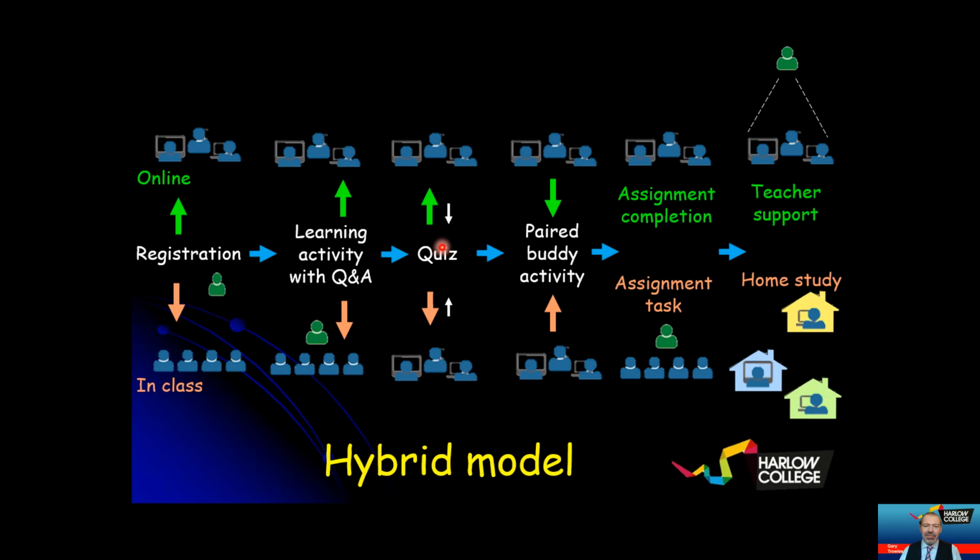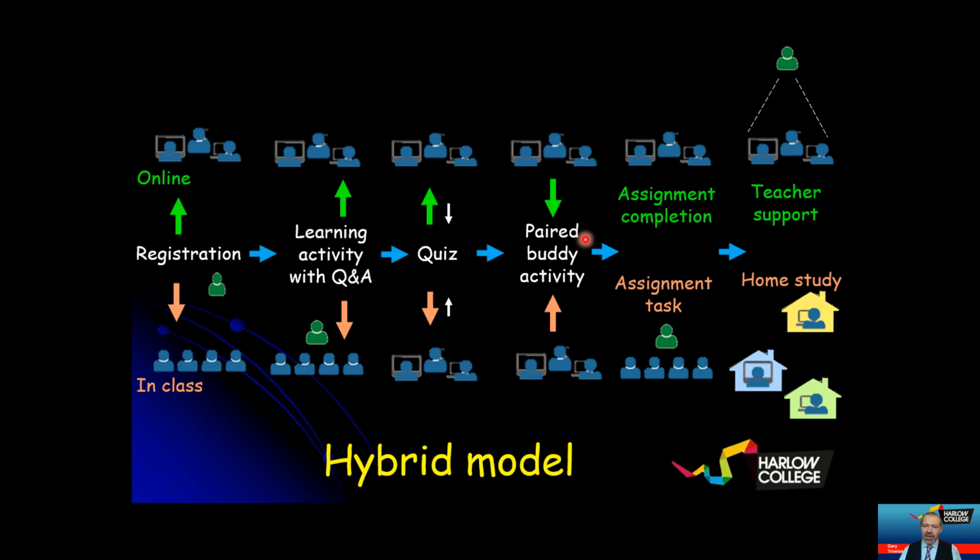Moving through the day, there might then be another learning activity, or it might then go into a paired activity where 1, 2 or 3 learners from the in-college group would be paired up with 1, 2, 3 learners on the online community to carry out a collaborative activity and produce some work as a result.